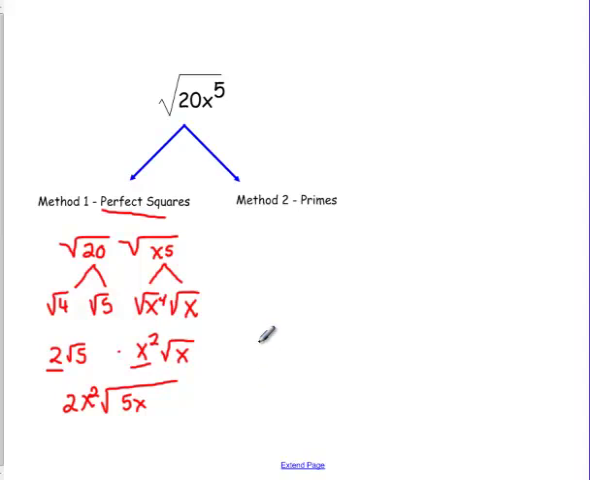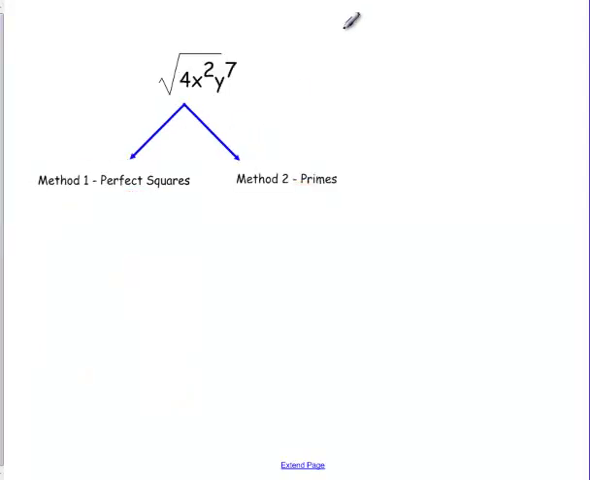All right, I'm going to skip the primes for now because I really want you guys to work on the perfect squares. So let's get rid of these primes here. And let's just do the perfect squares.